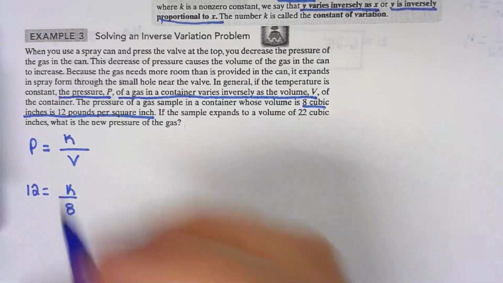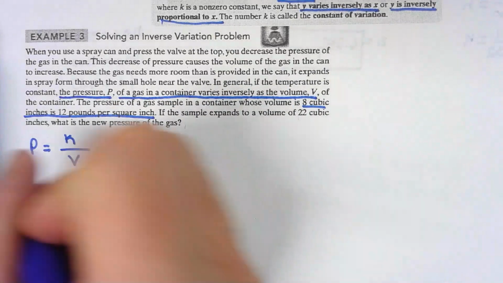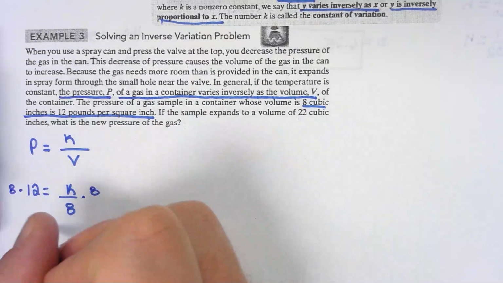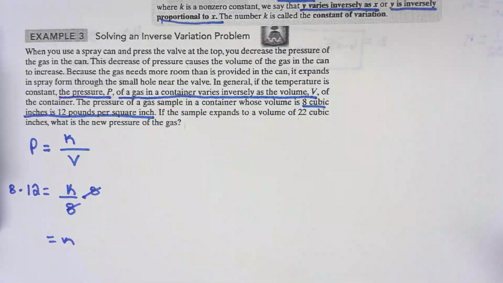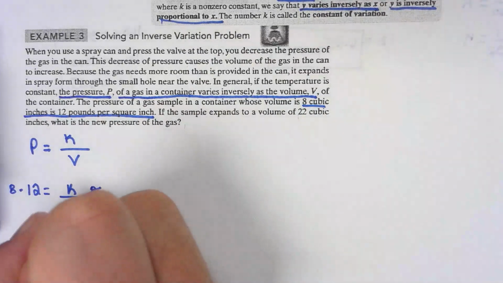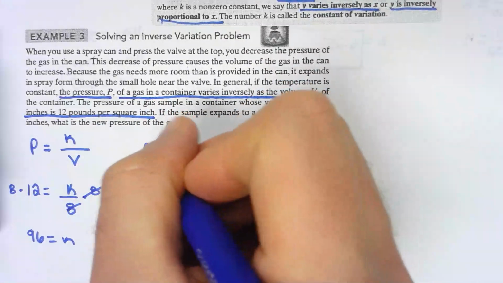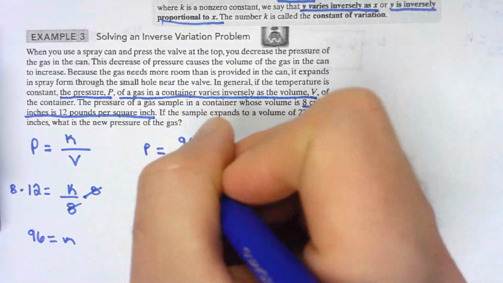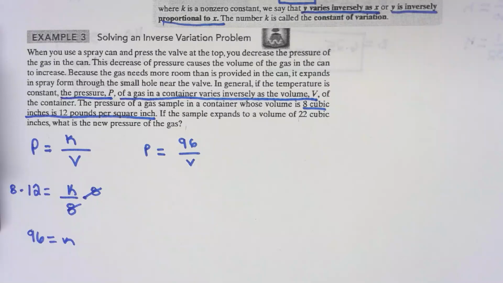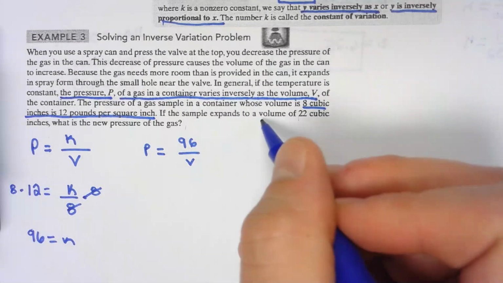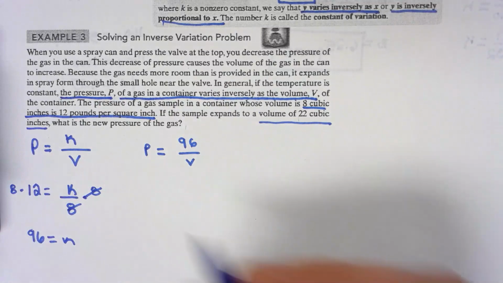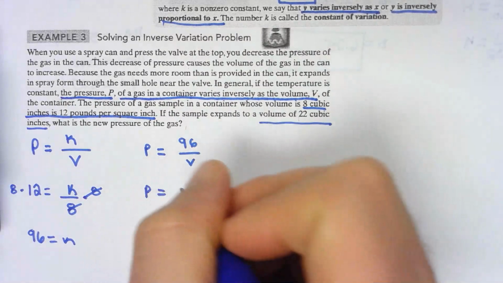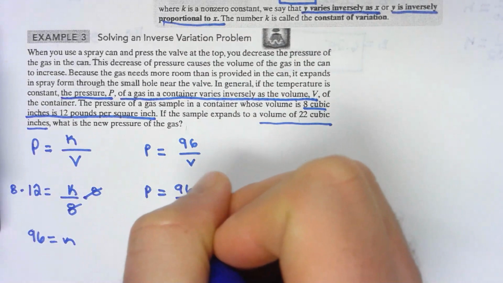So then we can solve for K by multiplying by 8. We get that K is 96. So the equation is that the pressure is 96 divided by the volume. And so then we need to figure out, if the sample expands to a volume of 22 cubic inches, what is the new pressure of the gas? So the pressure is equal to 96 divided by 22.